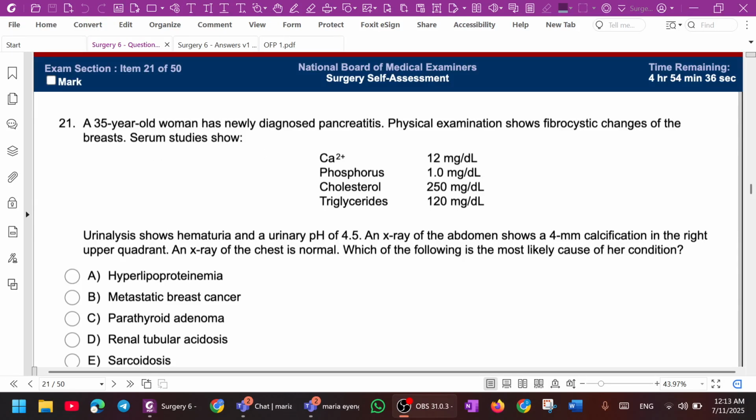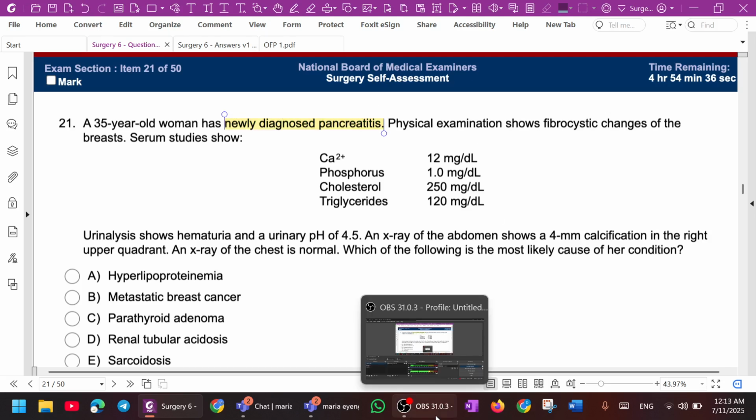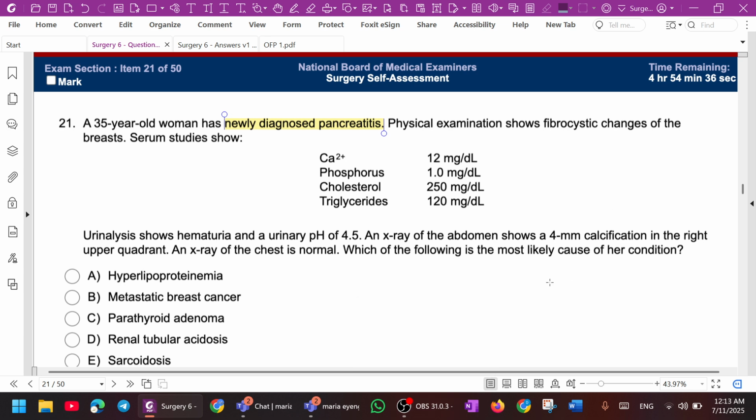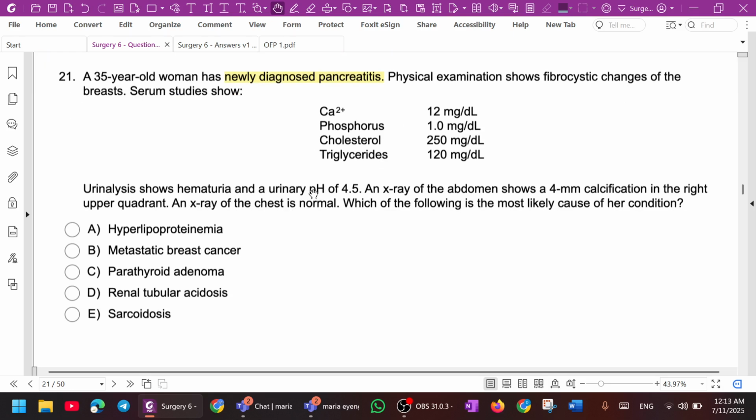A 35-year-old woman has newly diagnosed pancreatitis. Physical examination shows fibrocystic changes of the breast, and serum studies show calcium 12, phosphorus 1, cholesterol 250, and Tg 120. Urine analysis shows hematuria, urinary pH is 4.5.